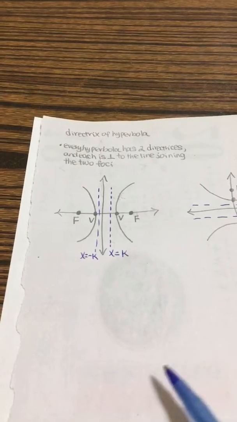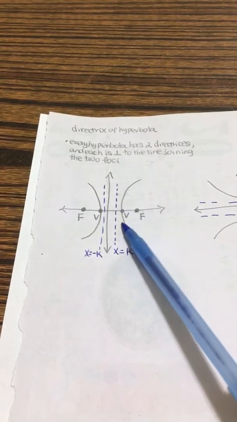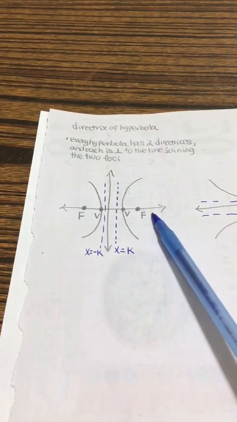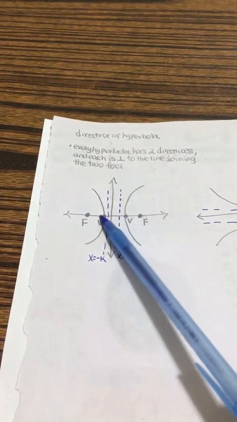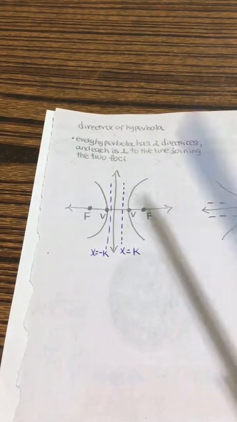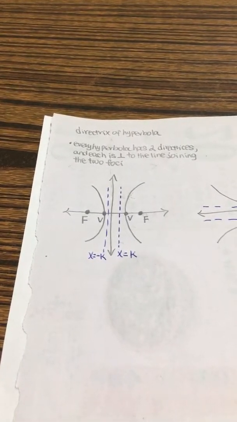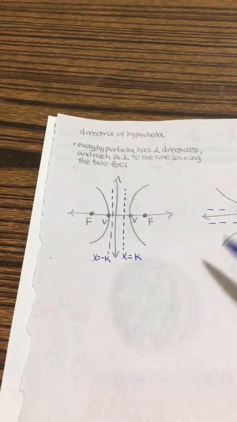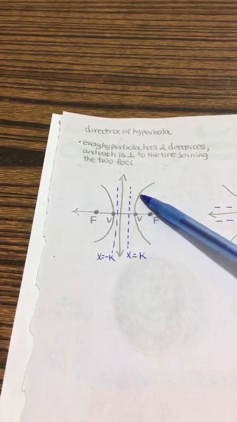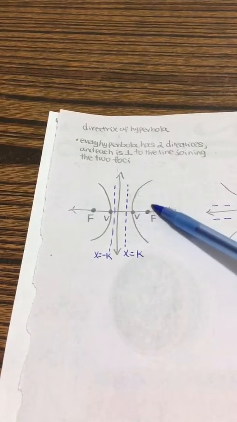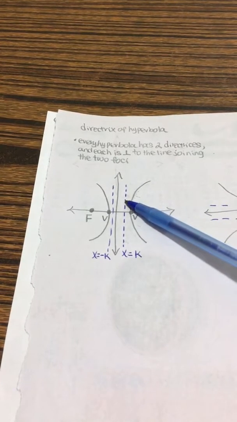So in this case, the hyperbola opens sideways, and I labeled the vertex and the foci. And as you can see, the directrix is perpendicular to the line joining the two foci, and it's kind of like how we would define a directrix in a parabola, because if you pick any point on this curve, the distance between the point on this curve and the focus must equal the distance between this point and the directrix.